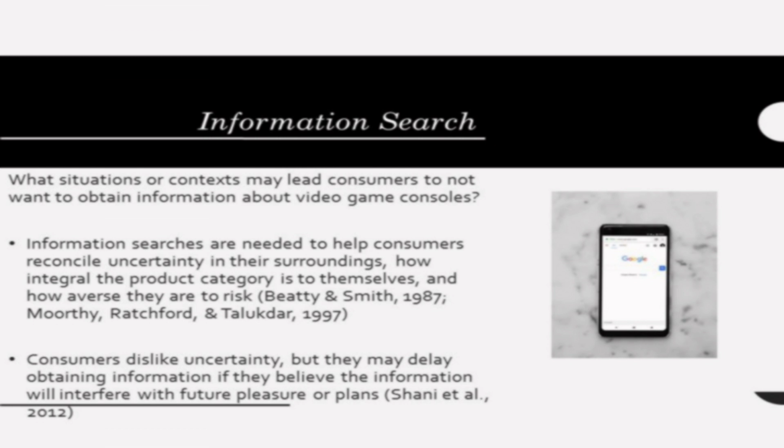Consumers don't like uncertainty, but they may delay obtaining information if they think the information will interfere with future pleasure or plans. So information must be desirable. Information must be useful. Otherwise, we may abstain from accepting information. We may delay obtaining information if we think the information is going to interfere in our lives. It's not useful. Let's keep going.